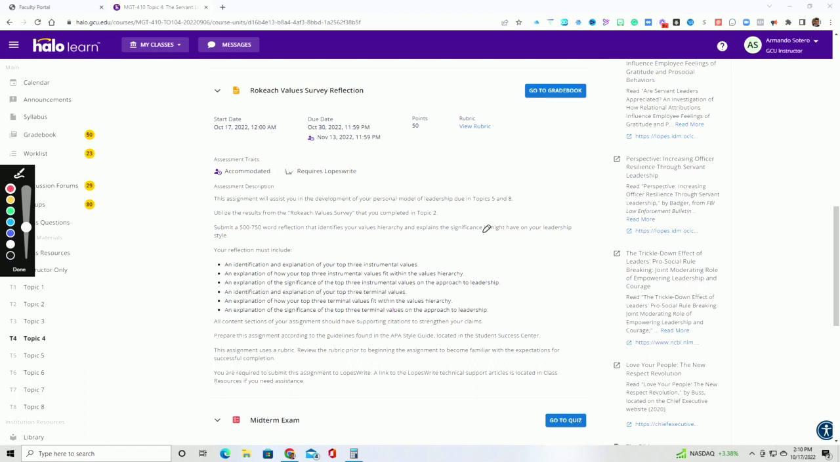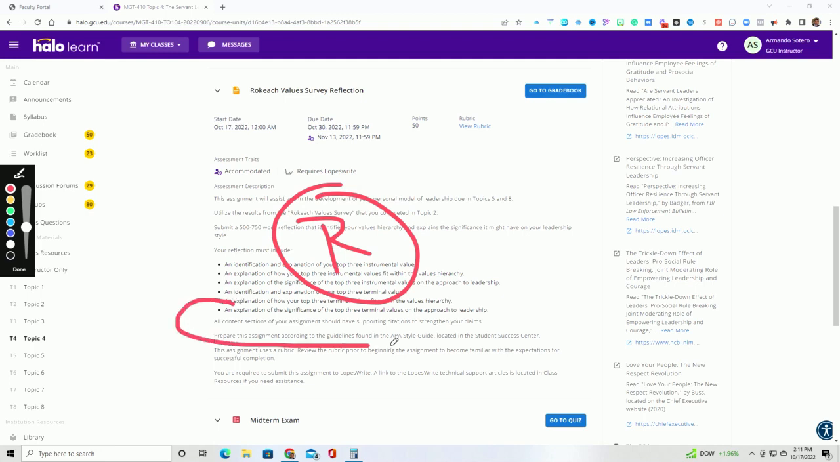So once you go back and find your PDF, then you can answer these questions right here that have everything to do with the choices that you made and then some additional research. Now, I want you to keep in mind this right here. All content sections of your assignment should have supporting citations to strengthen your claims. That means for every paragraph, you want to have an in-text citation somewhere in there. And then this citation should also be listed on your reference page. Some students forget to do this and then they score very, very low.